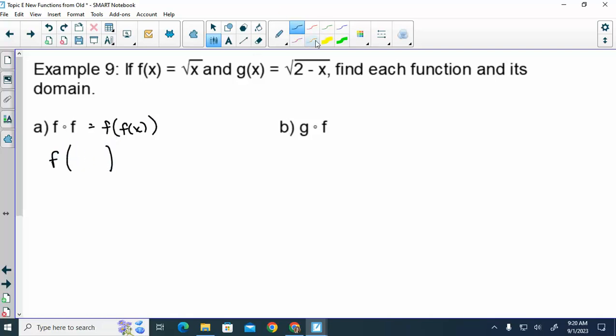So the first one, we're beginning on the f of x, which is the square root of x. I'm putting that into f, which means in f I replace my x with the square root of x. So that gives me the square root of the square root of x. Does anyone know another way you could write that? This is a square root and a square root. 2 times 2 is 4, so you could also say a fourth root of x. Either way is fine. They are equivalent.